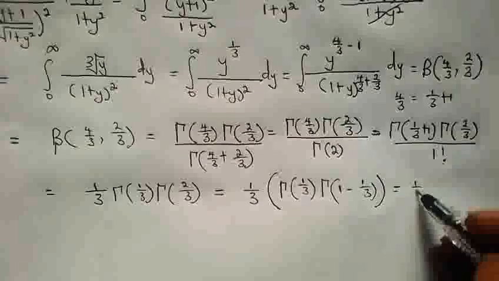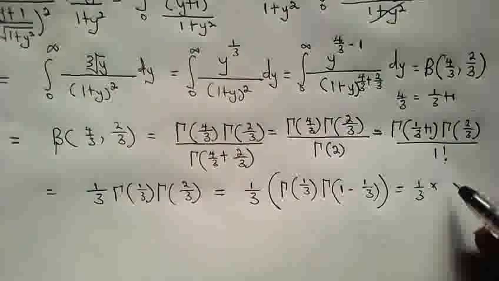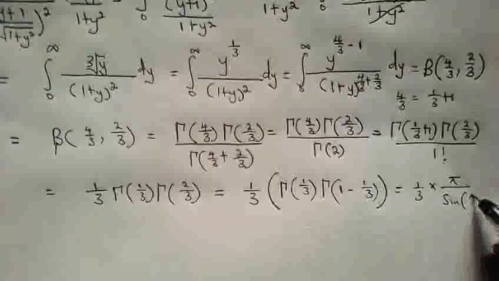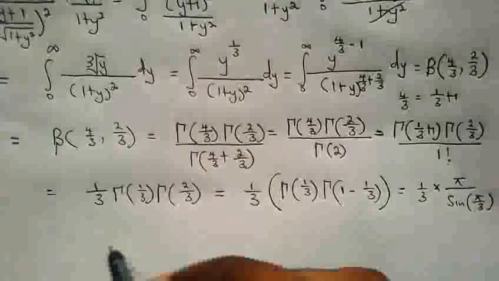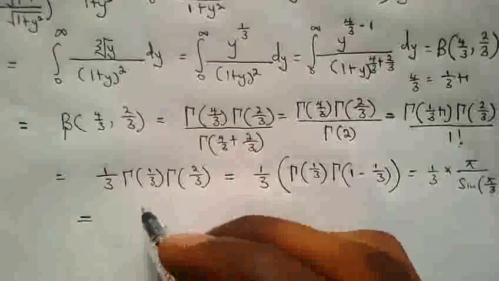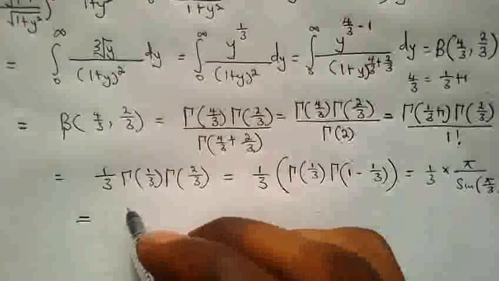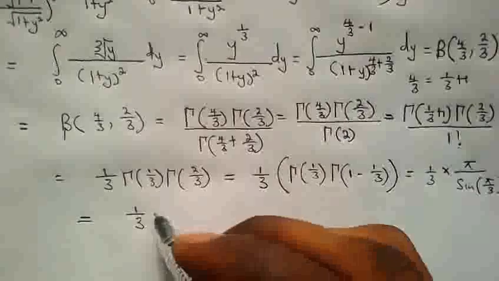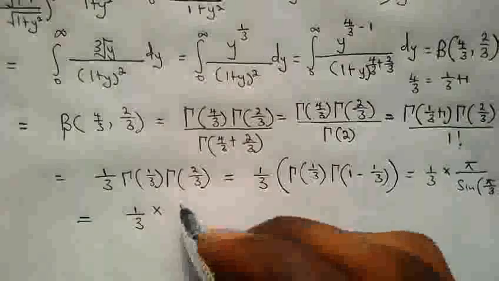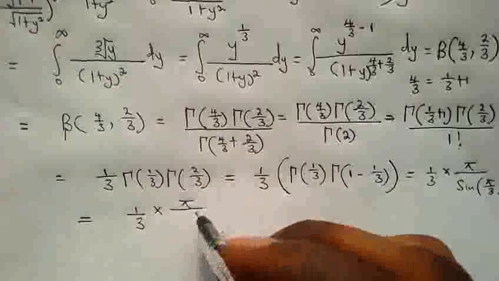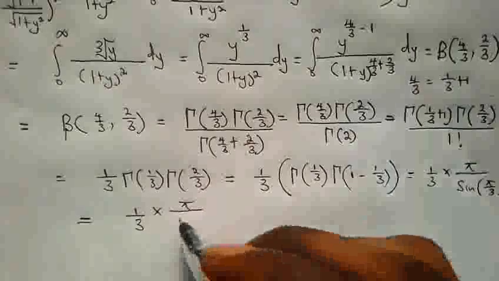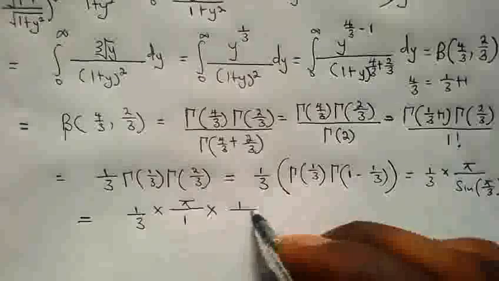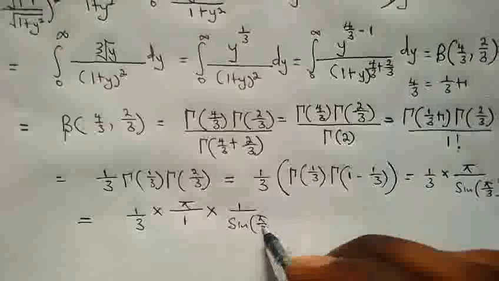So here we have 1 over 3 times, remember the Euler reflection property, so pi all over sine of 1 over 3 times pi, that is pi over 3. So from here now we get this equal to 1 over 3 times pi over 1, then times 1 all over sine pi over 3.